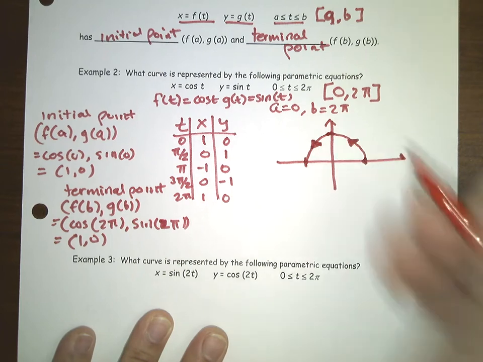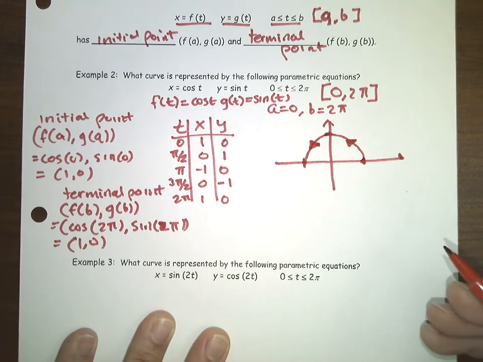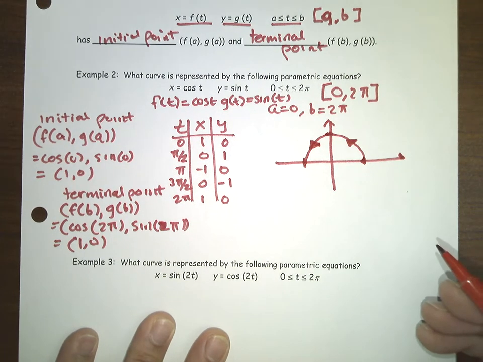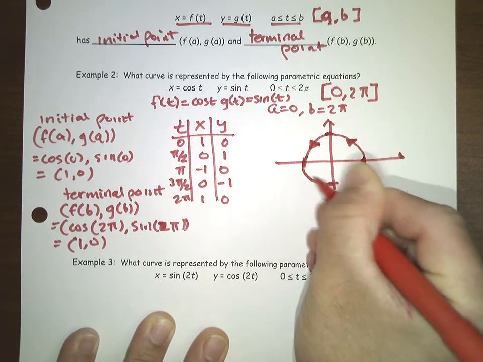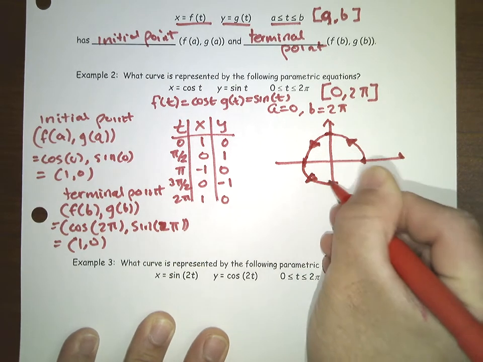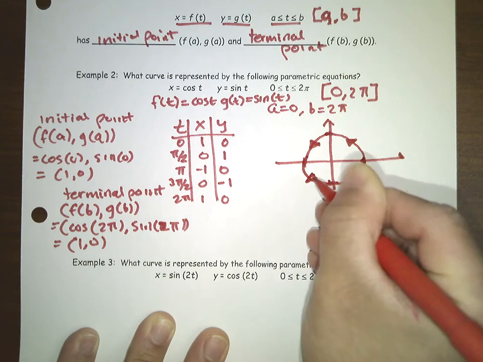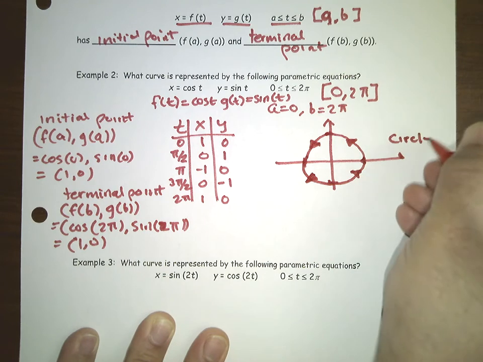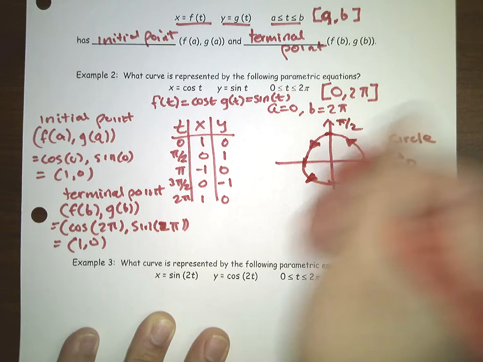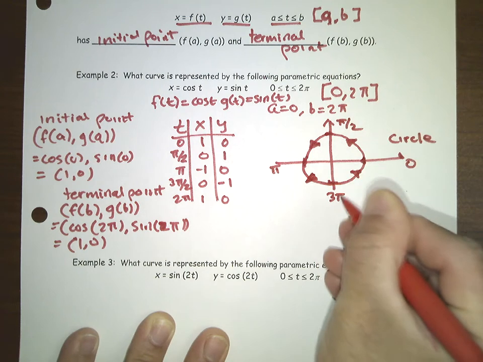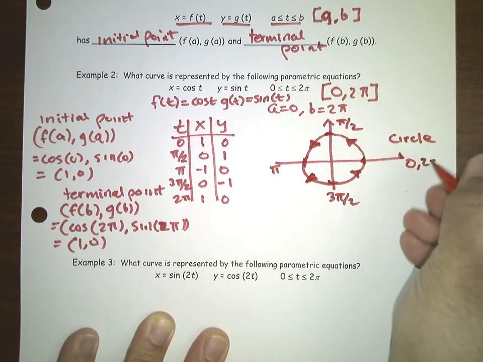And then we have negative 1, 0. I'll draw the arrow to make sure that I am sure of the direction that this is going. Then negative 1, 0 is over here, and then back to 0, 1. So this clearly is a circle. So here's 0, pi over 2, pi, 3 pi over 2, and back to 2 pi.